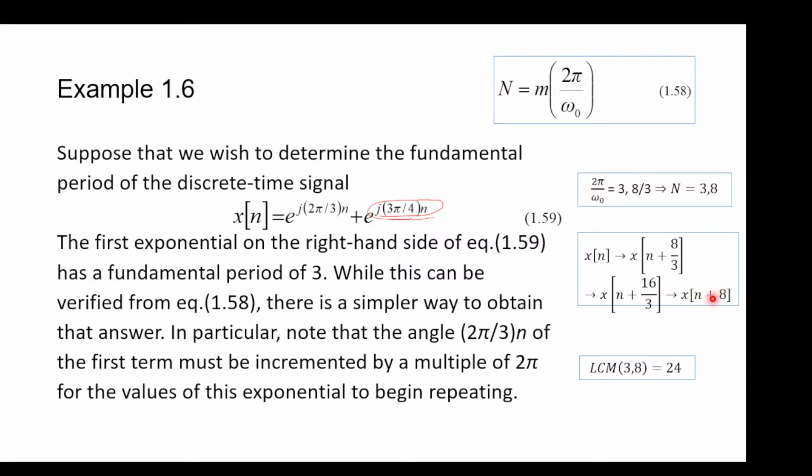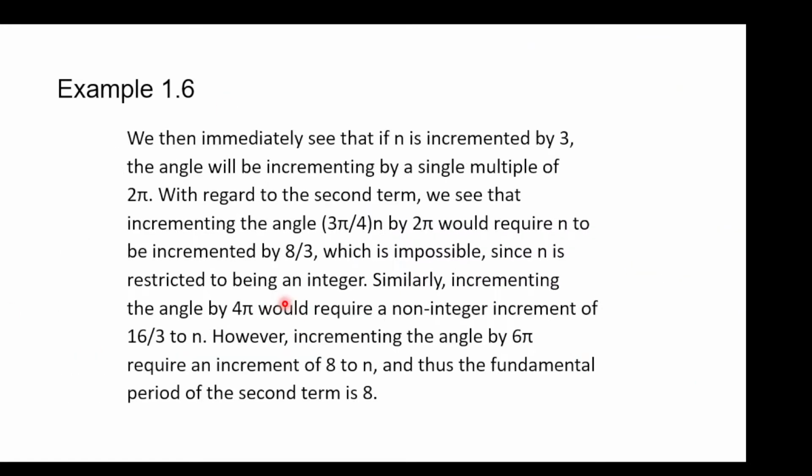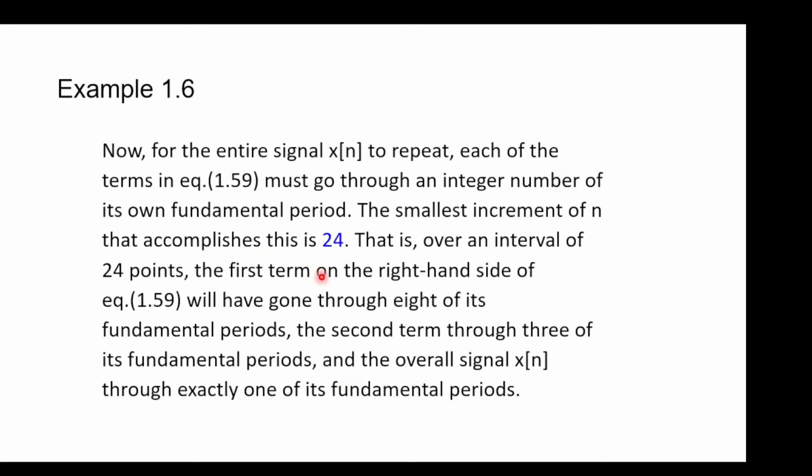So if you increase your n by 8 here, then you will increase your e to the j omega n by 6 pi, and 6 pi is 3 times 2 pi, and you got back to your full periodic. So that's what this wall of text is saying. The period is 3 and 8, and you take the least common multiple, then the full period is 24. Any questions so far?